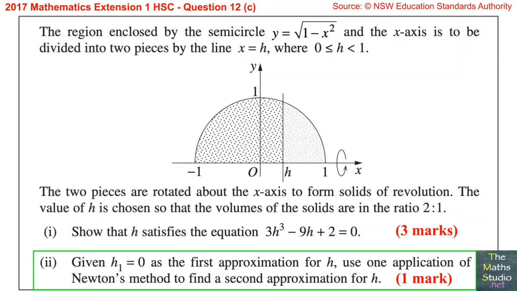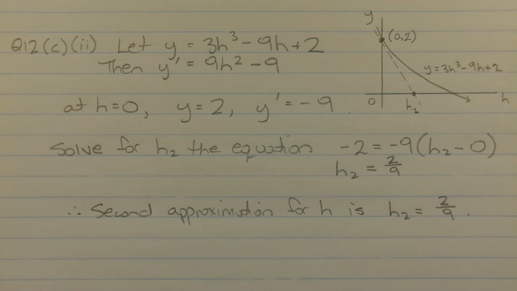Part 2. Given h1 equals 0 as the first approximation for h, use one application of Newton's method to find a second approximation for h. Newton's method is based on finding the equation of the tangent to the curve that corresponds to our first approximation, and then interpreting the x-intercept of that tangent as our second approximation. So the function that we're going to define is y equals 3h cubed minus 9h plus 2, which is sketched here. Now, in order to find the equation of the tangent, we need the gradient of the tangent, but to get the gradient of the tangent, we need the gradient function, y dash, which is 9h squared minus 9.